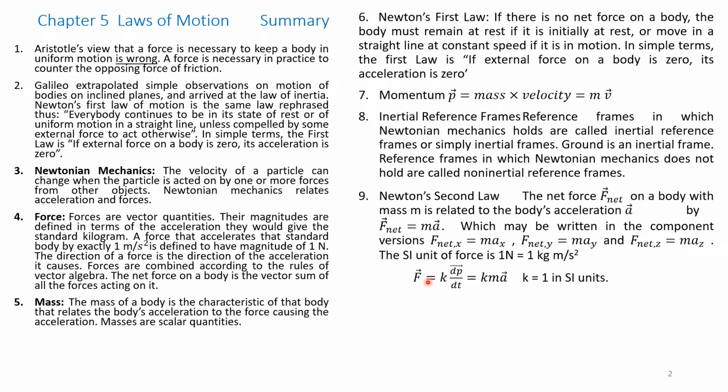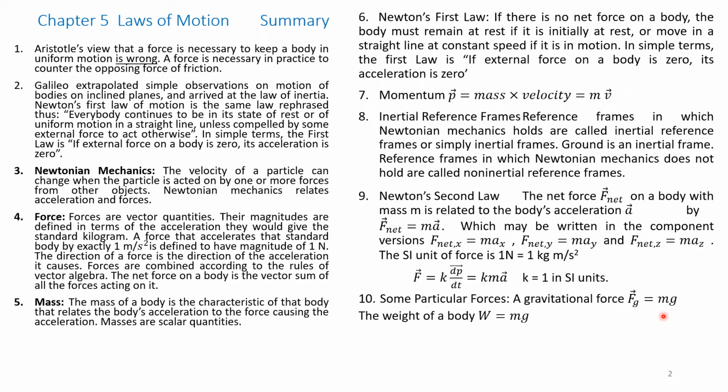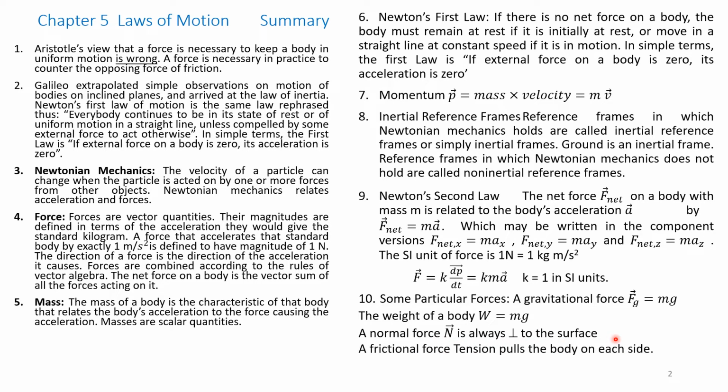Therefore, F is equal to K into dp by dt, that is the differential of momentum p. That is K is equal to ma and K is equal to 1 in SI unit. Some particular forces are gravitational force Fg is equal to m into g. Weight of a body W is equal to mg. And a normal force N is always perpendicular to the surface. And a frictional force. Tension pulls the body on each side.